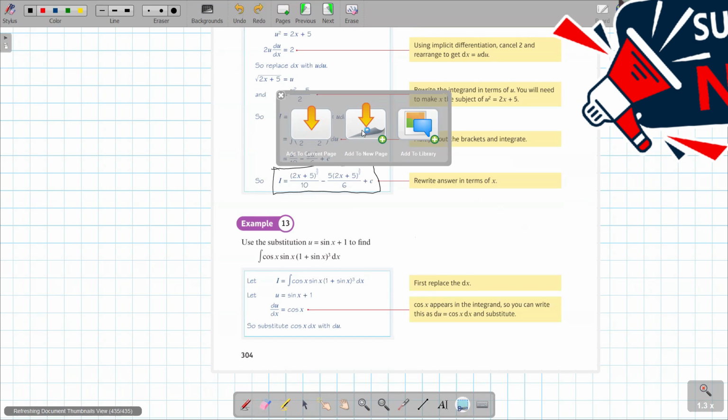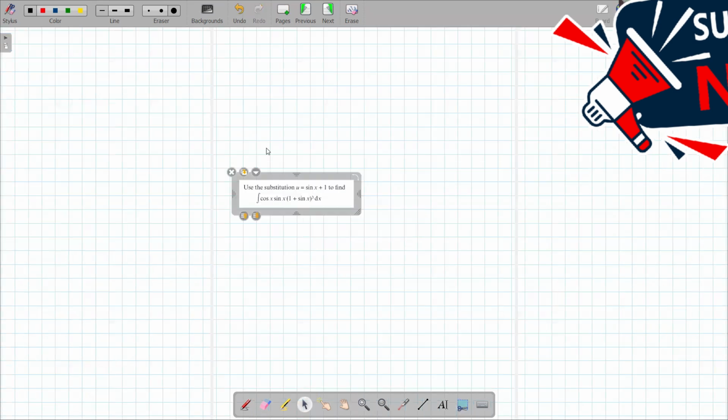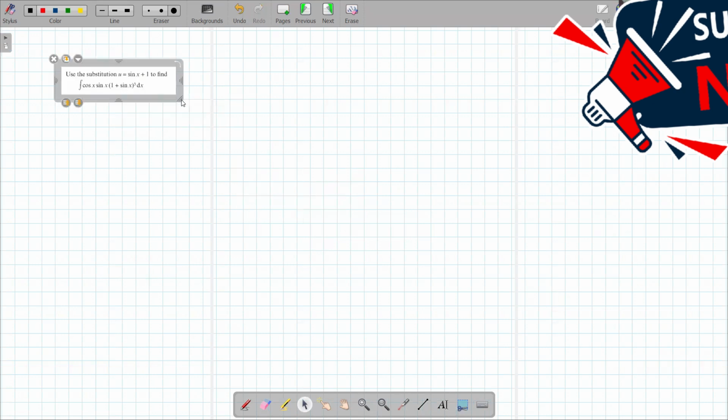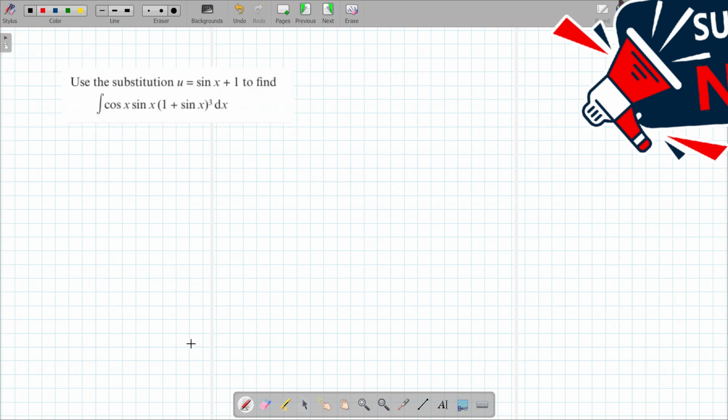But you can identify what should be the substitution yourself. The point which I told you is that you have to see what is inside the exponent. What is inside the exponent? It is 1 plus sin x. So we will substitute 1 plus sin x equal to u, a new variable.